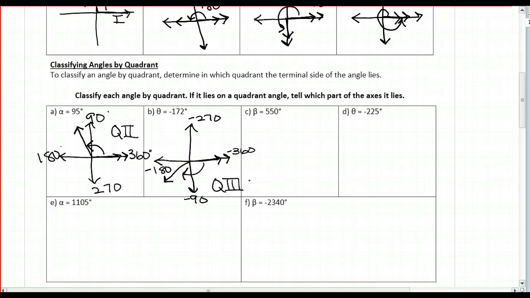Now, letter C. 360 degrees, I know that goes all the way around, but where does 550 come into play? Any ideas? Well, I know I'm going to start my initial side here at 0. And I know it's positive, so this will be 90, this will be 180, this will be 270, and 360.